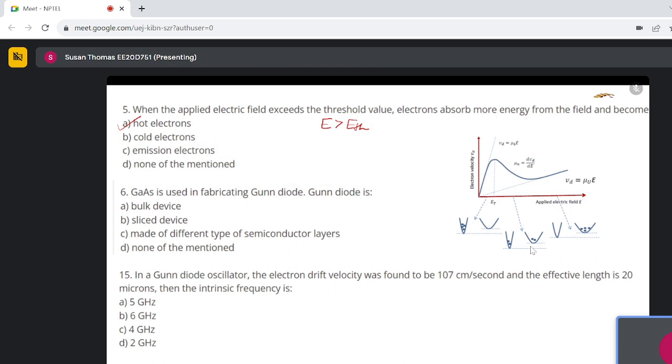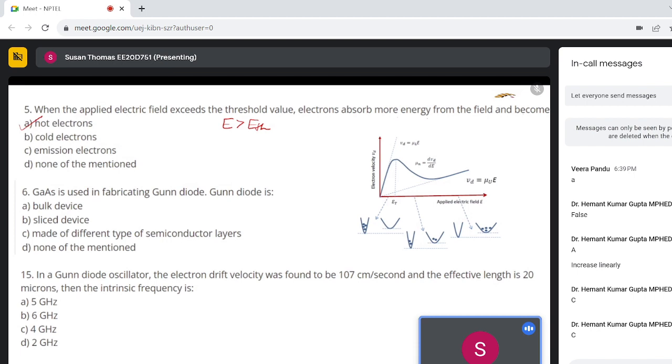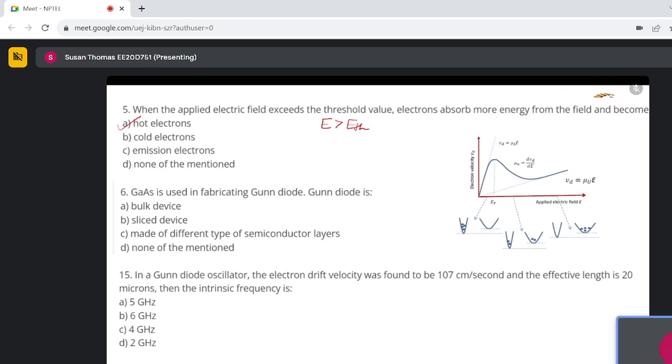There are no semiconducting layers. That's the main point to understand about the Gunn diode. So basically there are no different types of semiconductor layers in the case of a Gunn diode. A Gunn diode is just pure n-type gallium arsenide. So that will exhibit the Gunn effect. So that is a bulk device. It does not have any different layers, and it is not a sliced device. So it is a bulk device.